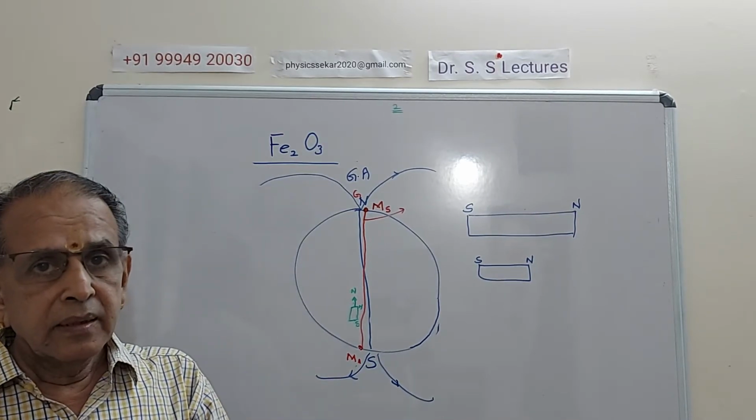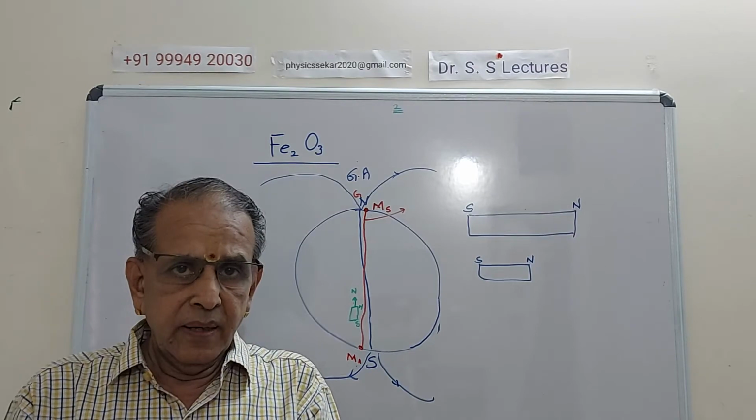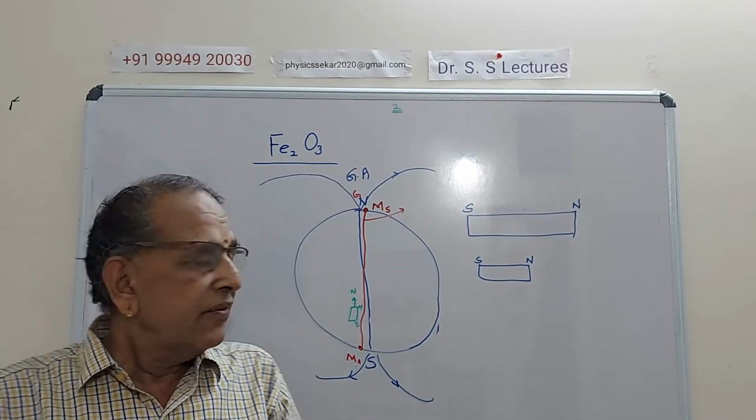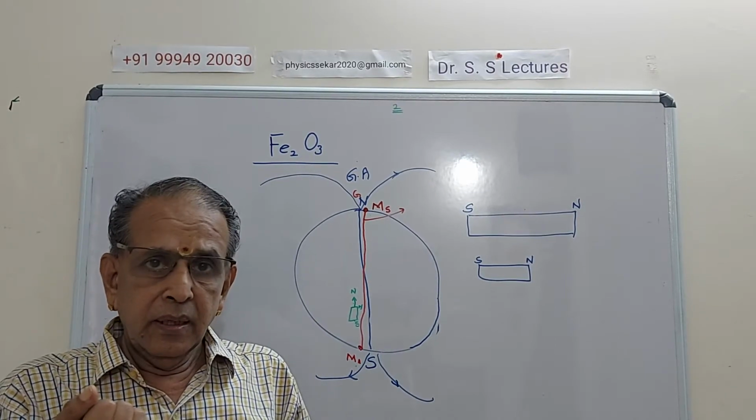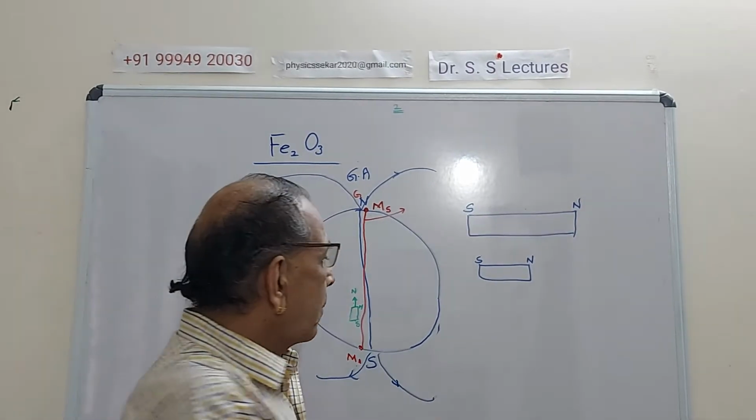Okay, sir. By what quantity, by what physical property do we define this ability to attract? We call that the pole strength.